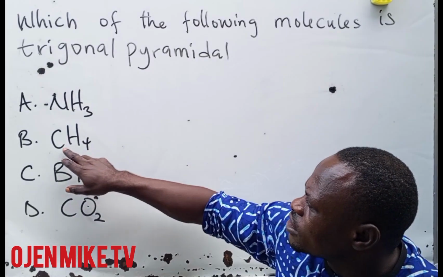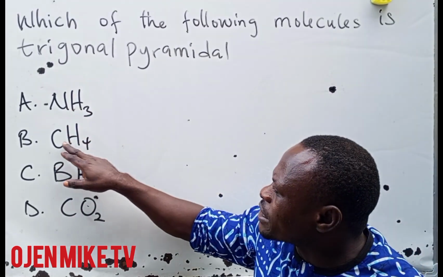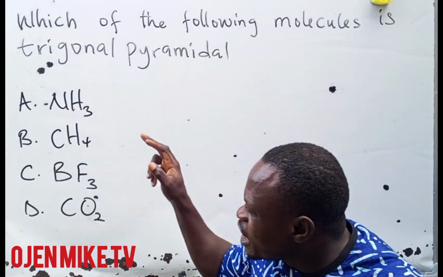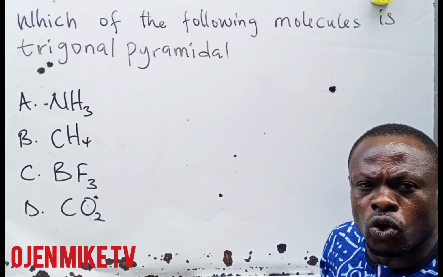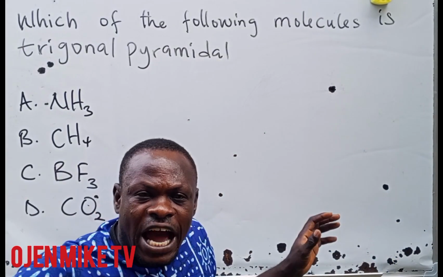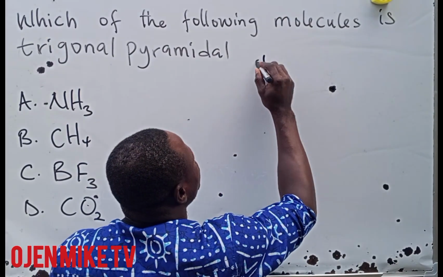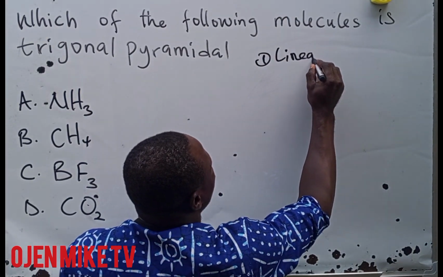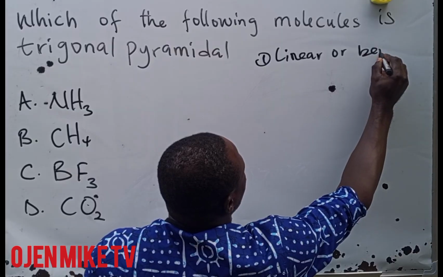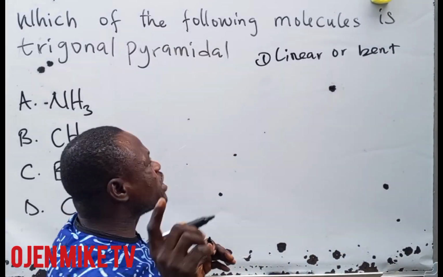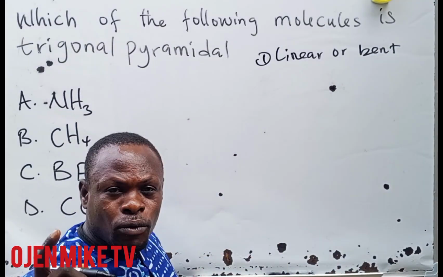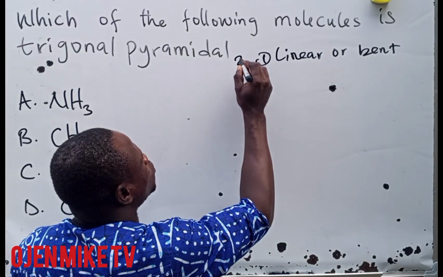This one is how many? The central atom is carbon. The atoms attached to it are 4. There's a name attached to it. So let me give you all those ones. If the central atom is attached to only 2 atoms, it is either linear or bent. That is, if the central atom is attached to only 2 atoms, this one is for 2 atoms.